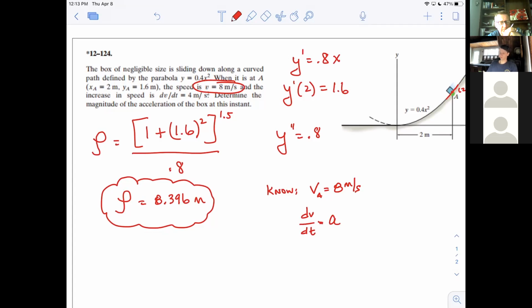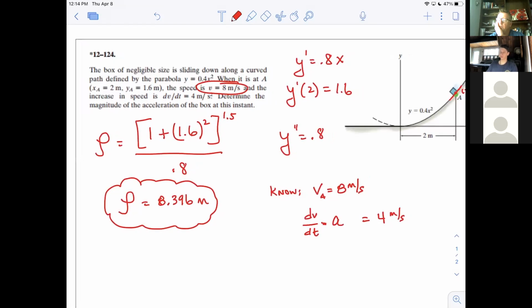Normal? Or sorry, yeah, normal. Why? Like, how do we know? Is Landon right or wrong? What do you think? So this is an increase in speed. They call it dv dt. And they tell us it's 4. Is that tangential because it goes almost in the same direction as the actual speed because it helps it accelerate?